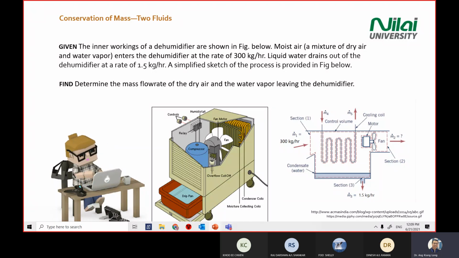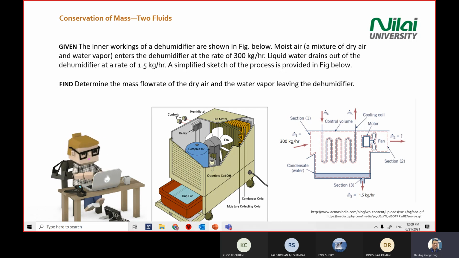All right, let's look at a question. Given the inner workings of a dehumidifier in the photo that you see on your screen. A dehumidifier removes humidity from the air, making the air a little bit dry, especially for tropical countries like Malaysia, and also for Taiwan. During summertime you have a lot of humidity in the room, and you need to remove it so that the ventilation will be better.